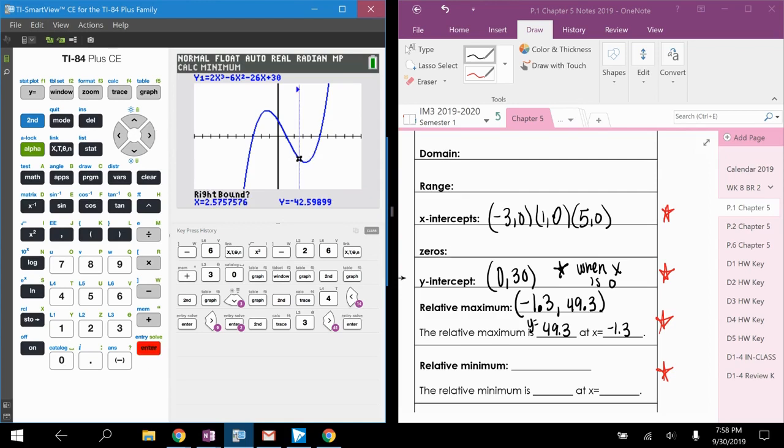Press enter. Now it asks for the right of where you think it is. So again, here's my min. I'm going to move that cursor to the right side. Again, it does not have to be perfect. Press enter, and then you have to press enter just one more time.